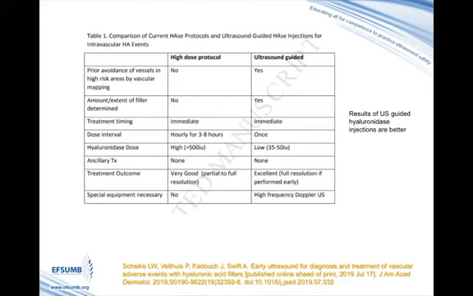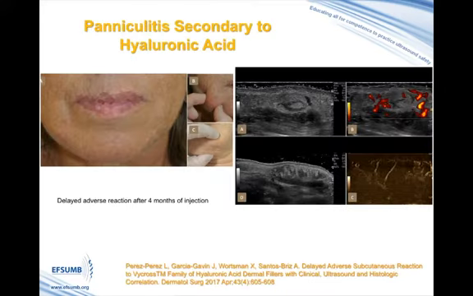There are also some delayed reactions, and in this case we have a panniculitis of the subcutis after 4 months of injection of hyaluronic acid, and you can see here the increased echogenicity of the subcutis with some thickening and hypoechogenicity of the septa.